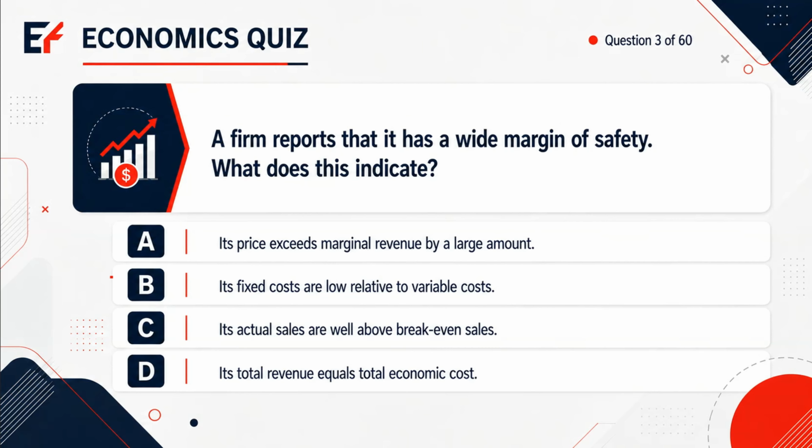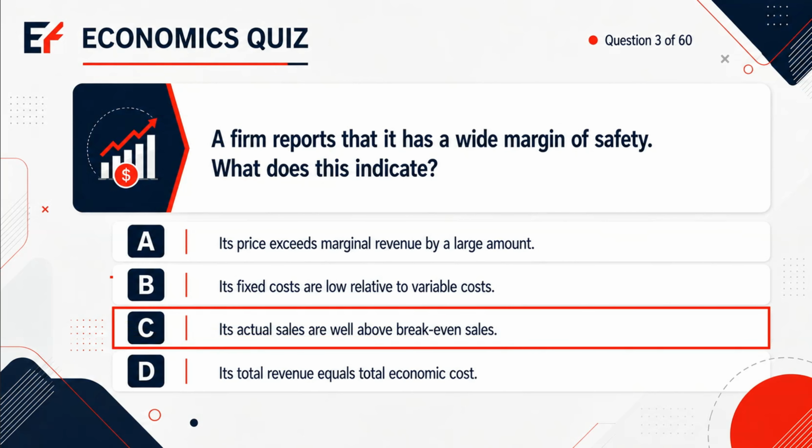Question 3. A firm reports that it has a wide margin of safety. What does this indicate? A. Its price exceeds marginal revenue by a large amount. B. Its fixed costs are low relative to variable costs. C. Its actual sales are well above break-even sales. D. Its total revenue equals total economic cost. The correct answer is C.